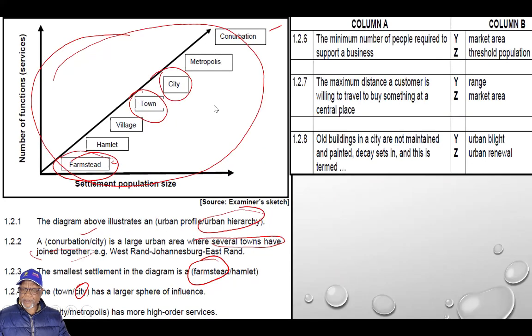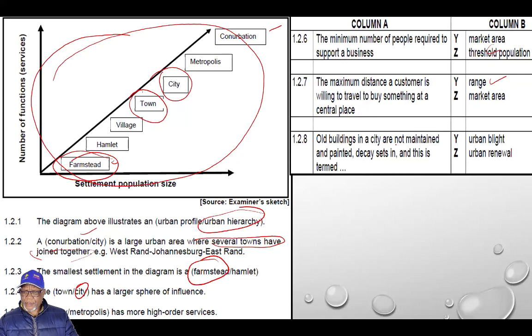Okay, sorry, I skipped this other one. Now, the minimum number of people required to support a business, is it a market area or threshold population? This will be your threshold population. The maximum distance a customer is willing to travel to buy something, for goods or for services, that will be your range of goods and services.